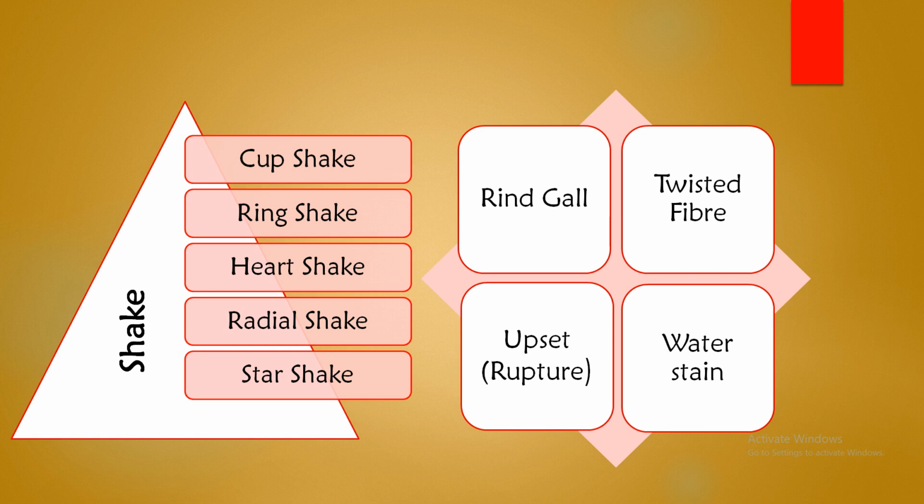The fourth one is the radial shake. Radial shake is just opposite to the heart shake. That is the shrinkage from outside to the pith. The fifth one is star shake.